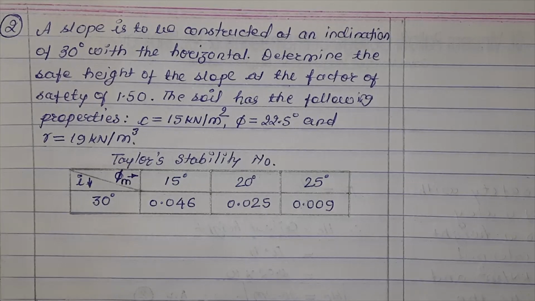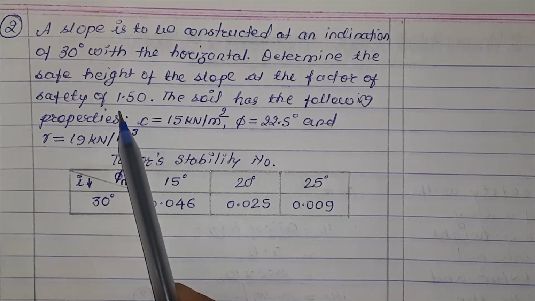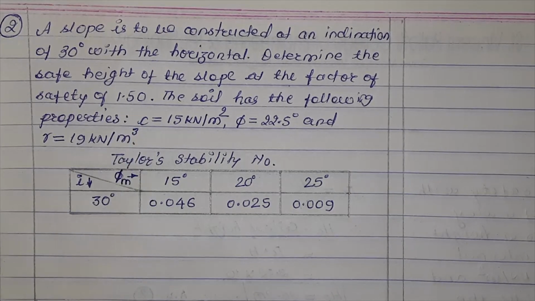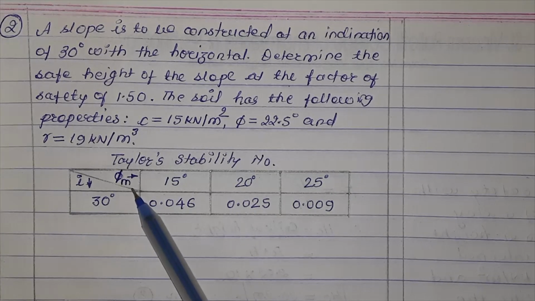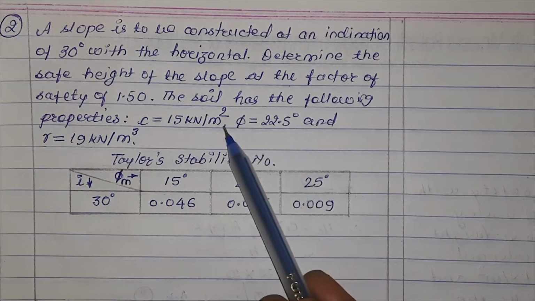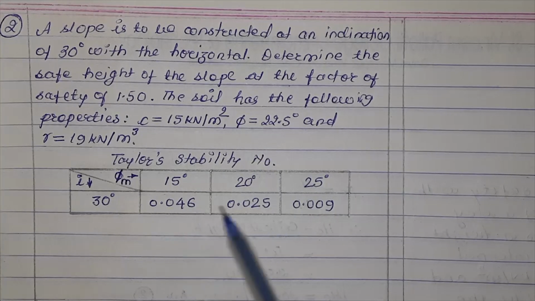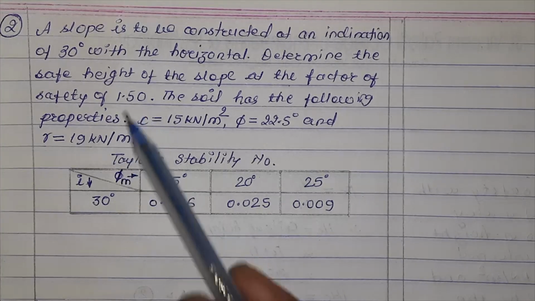Here the question is to determine safe height of the slope. The data consists of factor of safety 1.5. This factor of safety is applicable to both cohesion as well as angle of internal friction. Now to get the Taylor stability number, our first job is to get the mobilized frictional angle, that is phi m. This phi value is 22.5 degree, which cannot be used directly to read the table. To get the mobilized angle of internal friction, we have to use this factor of safety.